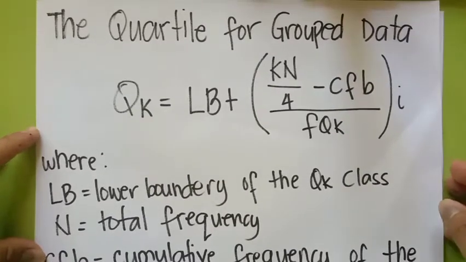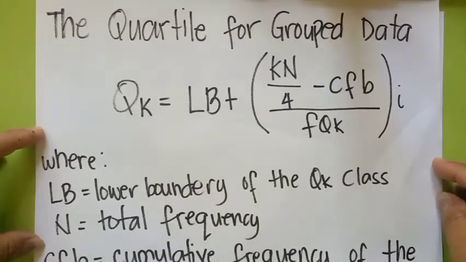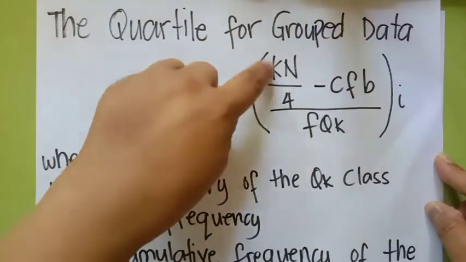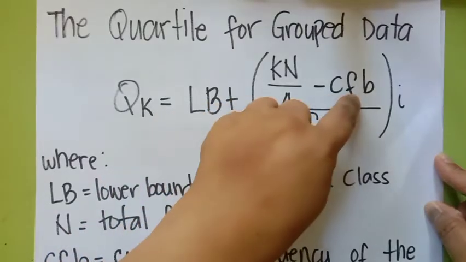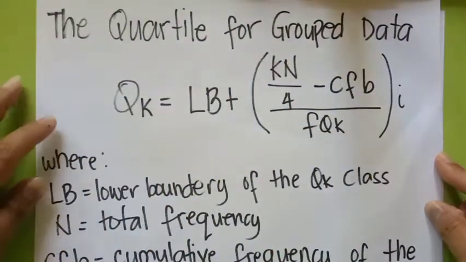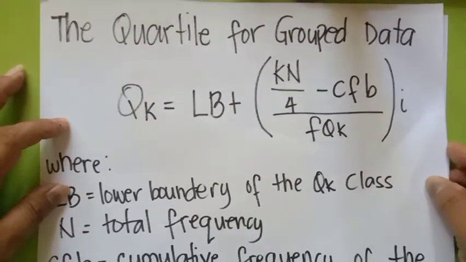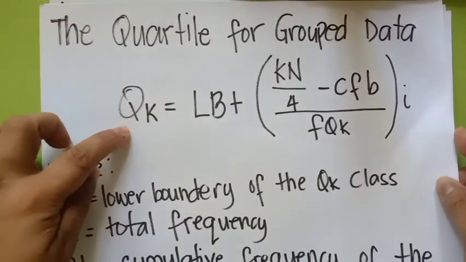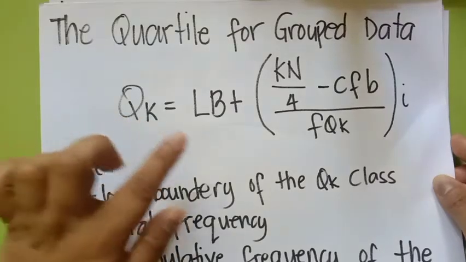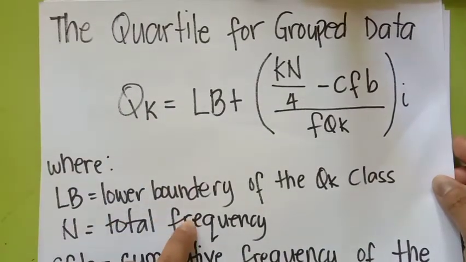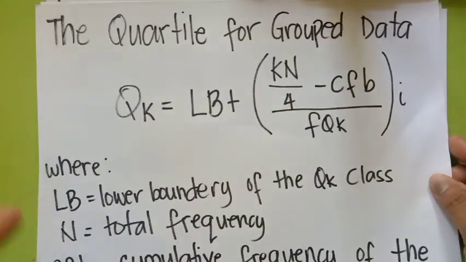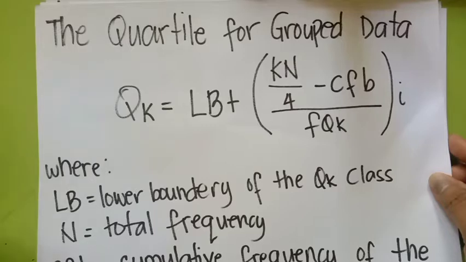So, ano yung formula in determining the quartile for group data? That is Qk equals LB plus the quantity kN over 4 minus CFB over fQk times i. Ano-ano ba yung mga ibig sabihin ng mga variables na yan? First, Qk means the quartile. LB is the lower boundary of the quartile class. Quartile class, kung hinahanap natin is quartile 1, quartile 2, or quartile 3.